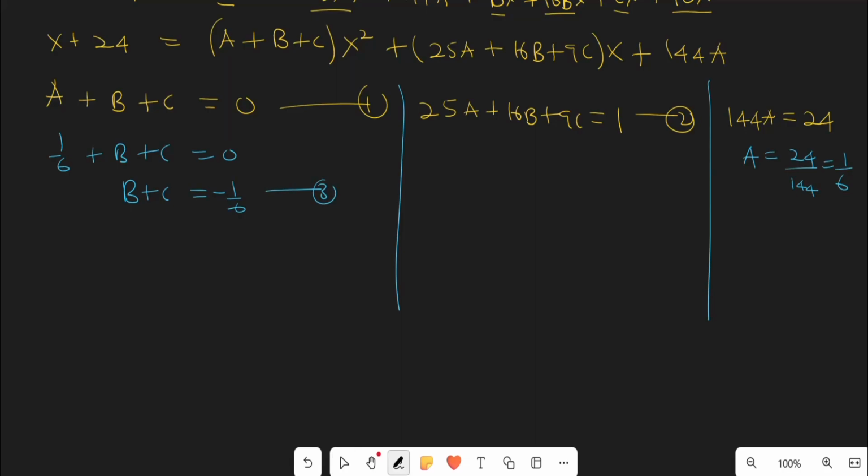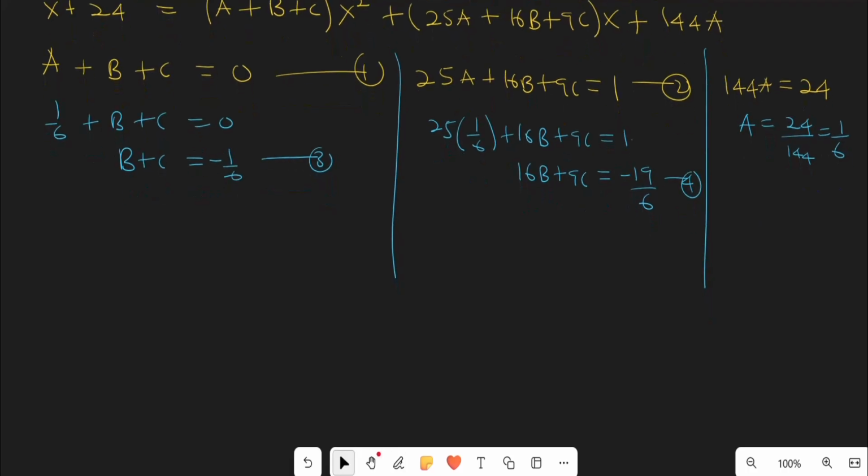And then we can also plug the same in here, which will give you 25 times 1 over 6, and then plus 16B plus 9C is equal to 1. So 16B plus 9C is equal to 1 minus 25 over 6. That's negative 19 over 6. We can call that equation 4. What we are now going to do is solve equation 3 and equation 4 simultaneously to find the values of B and C. So let's do that. So we can write B plus C is equal to negative 1 over 6 here. This is equation 3 just from here.